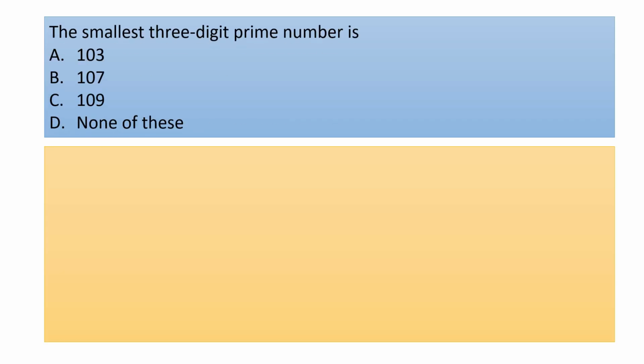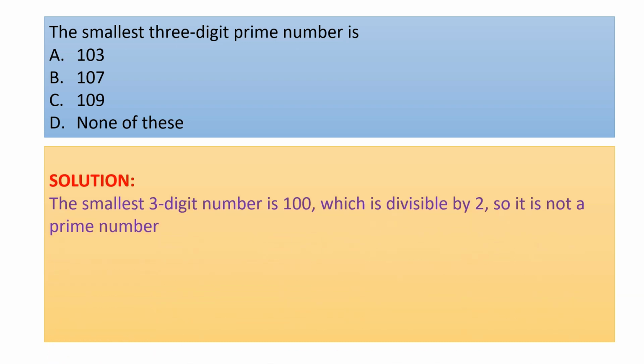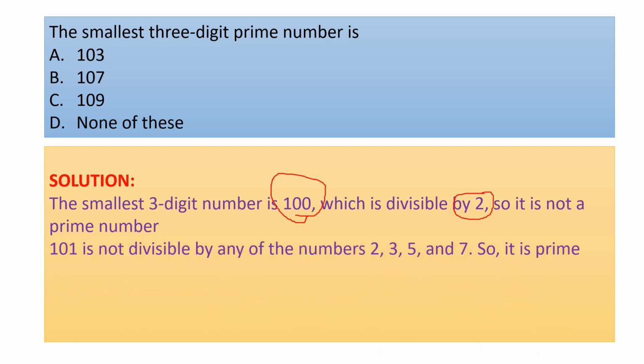The first problem is, the smallest 3-digit prime number is. Options are 103, 107, 109, and none of these. So for this, we have to consider from the smallest 3-digit number. The smallest 3-digit number is 100. You know, this 100 is divisible by 2, so it is not a prime number. Then we take 101. 101 is not divisible by any other numbers, so it is a prime number. We don't have 101 in the options. That means we have to select none of these, and option D is the answer.